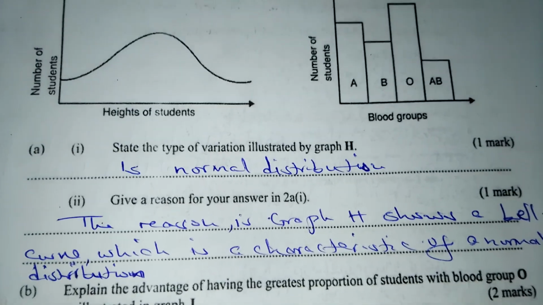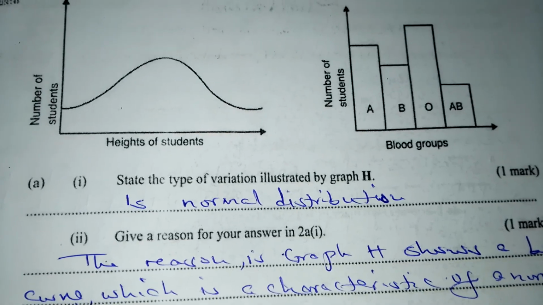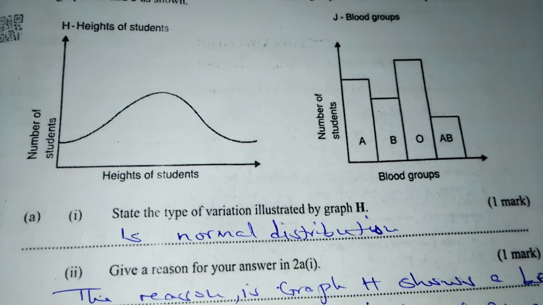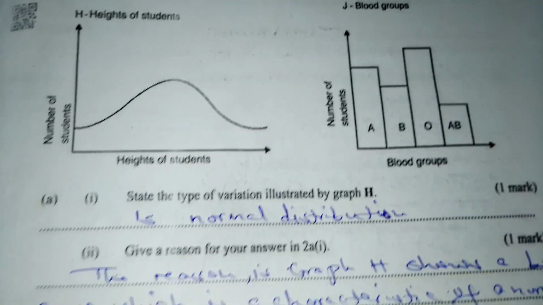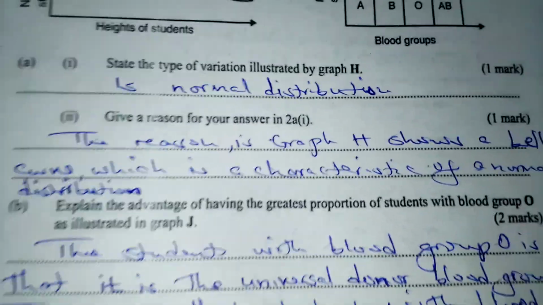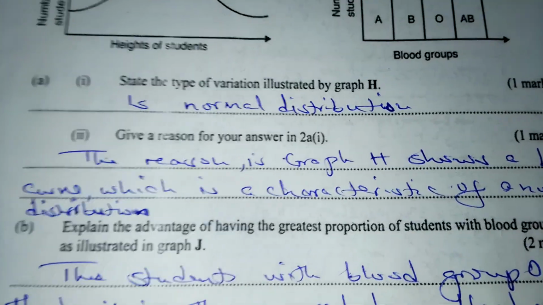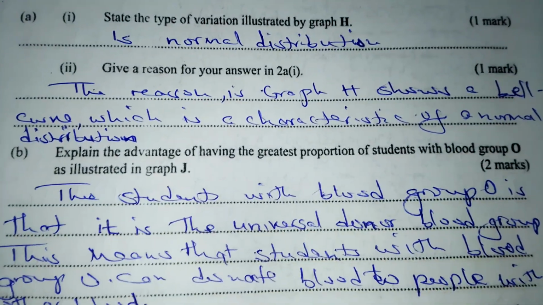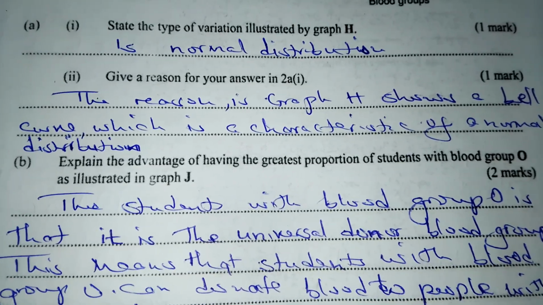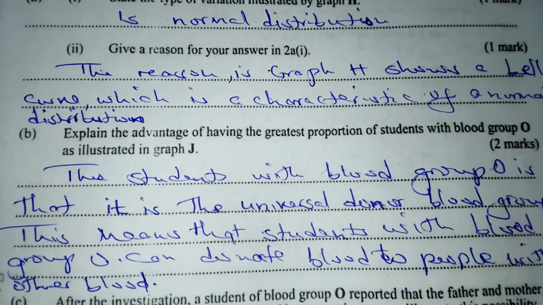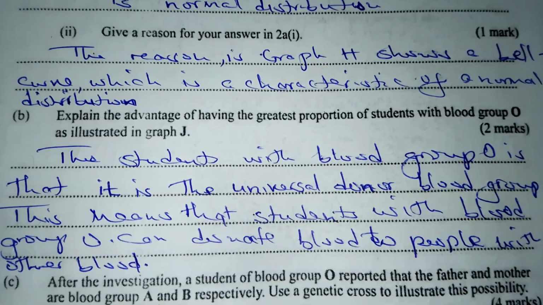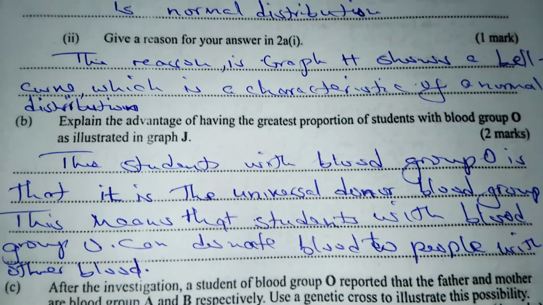illustrated in J. So where is J? Let us just go and see that graph. In that J, we can see the second table, so we can answer it very well. The students with the blood group O, it is the universal donor blood group. This means that the student with the blood group O can donate blood to people with other blood groups.